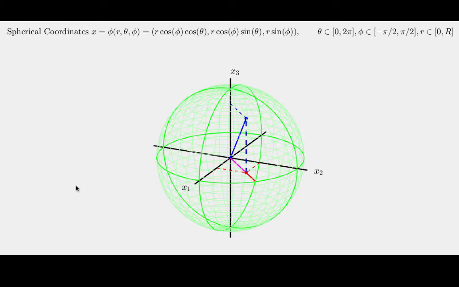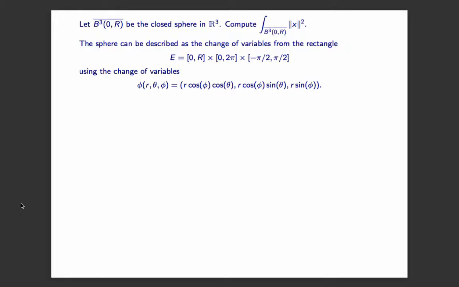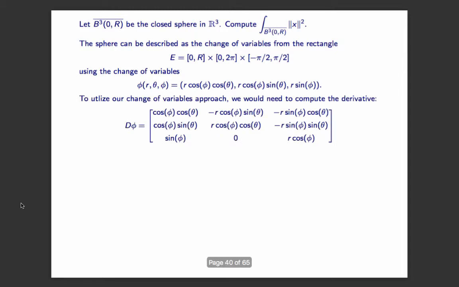Now, of course, to get inside, we can always scale that radius by some number between 0 and big R and get back and forth. So r, right, would be the distance from the origin. So that's where that comes from.